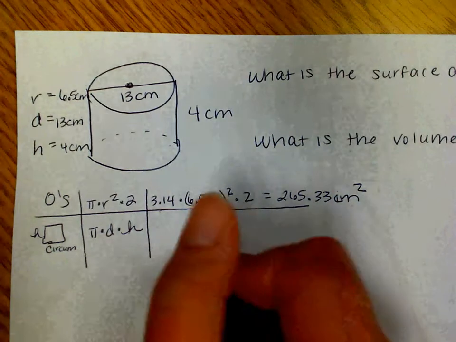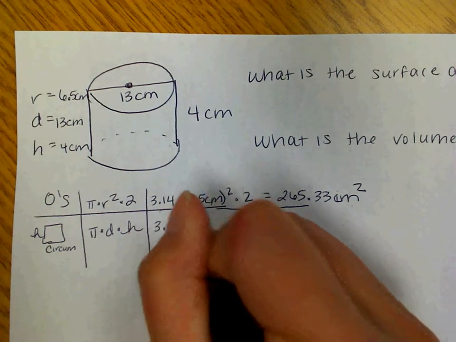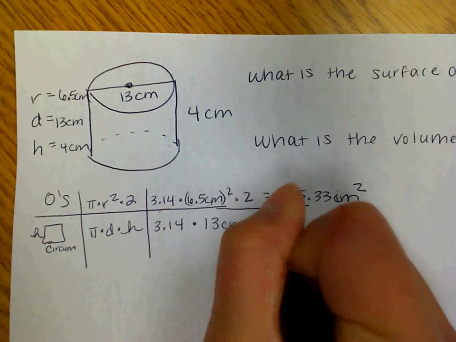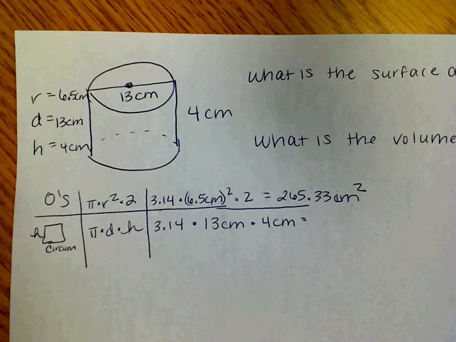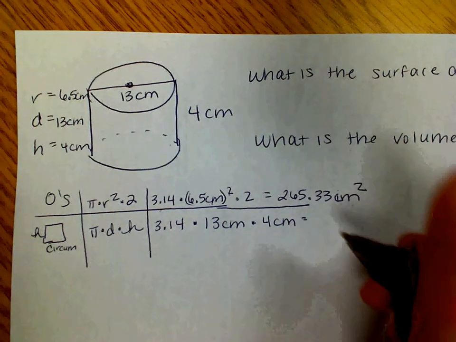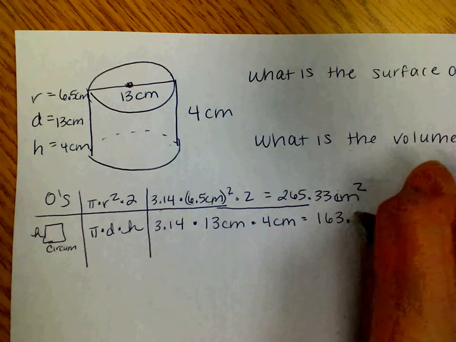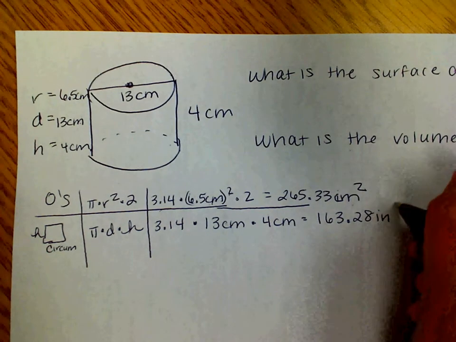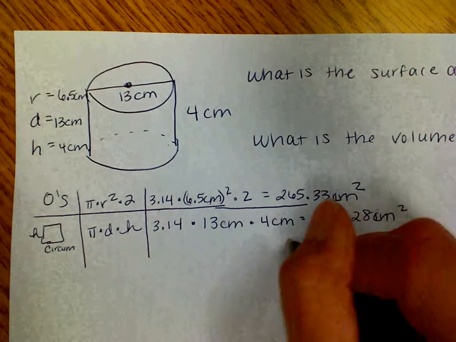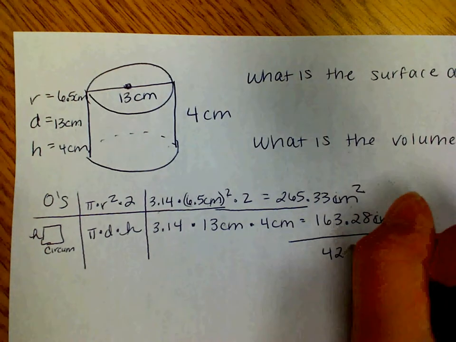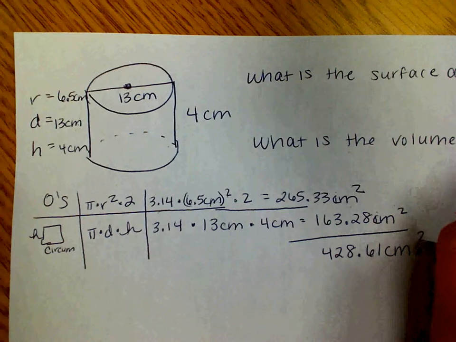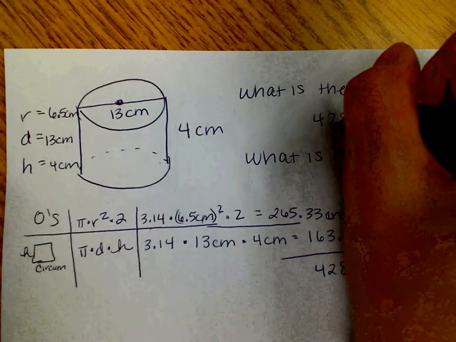The rectangle is 3.14 pi times 13 centimeters, which is your diameter, times 4 centimeters, which is your height. When you insert those pieces of information into the calculator, 3.14 times 13 times 4 is 163.28 centimeters squared. The final surface area is adding those two values together. So 265.33 plus 163.28 is 428.61 centimeters squared. So that is your total surface area.